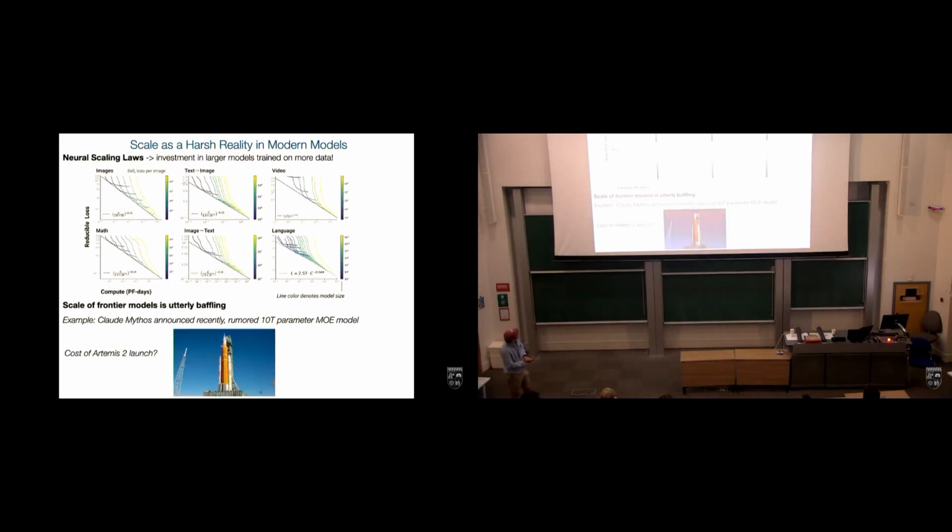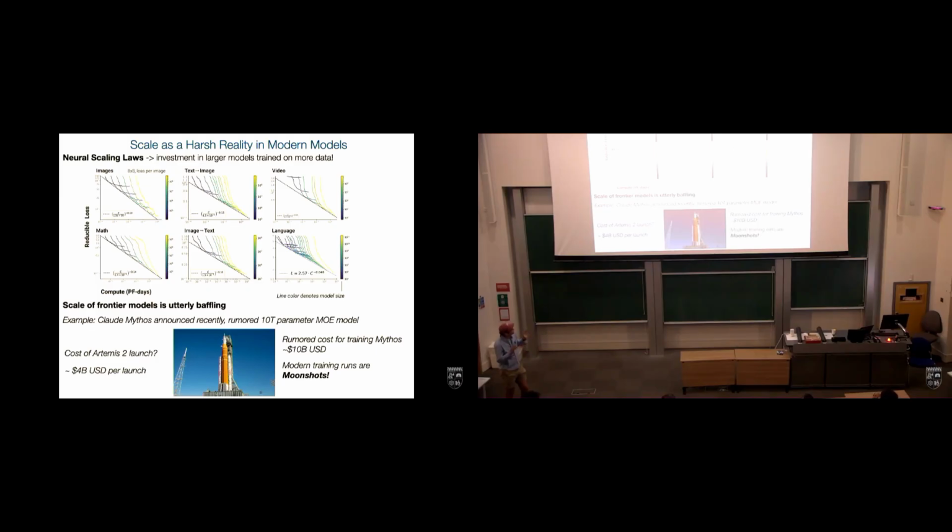But does anyone know, we just had this Artemis 2 launch, NASA did this recently, a cool rocket ship going around the Moon. Did anyone know how much this project costs? Anyone know? It's about $4 billion US. And training a 10 trillion parameter model, if you do a back of the envelope calculation, is probably about $10 billion. That's the estimated cost.